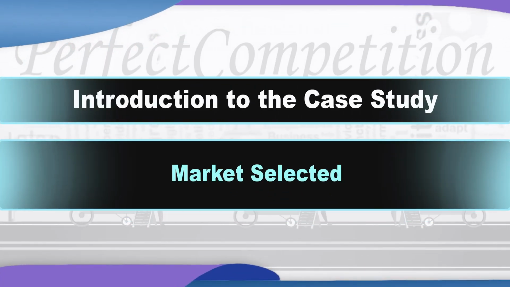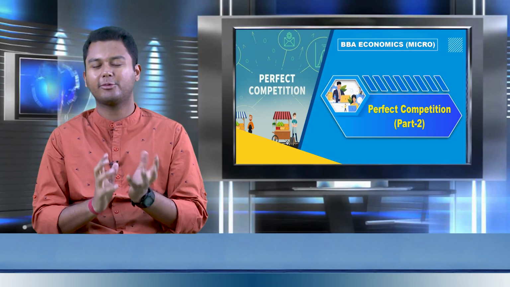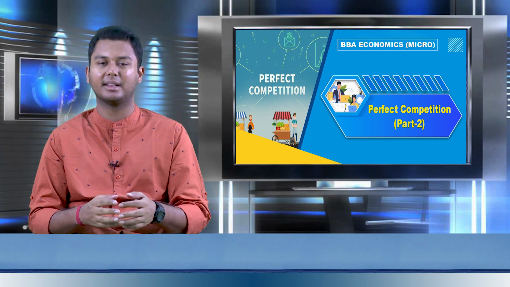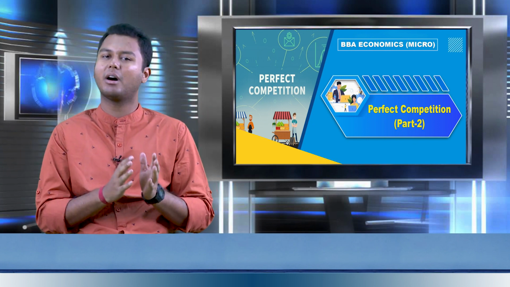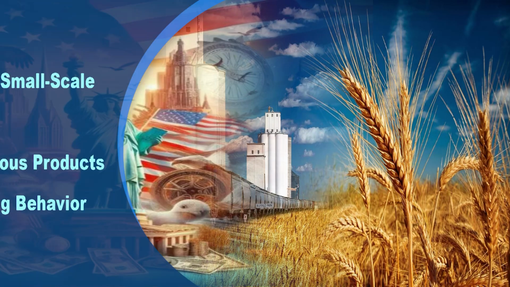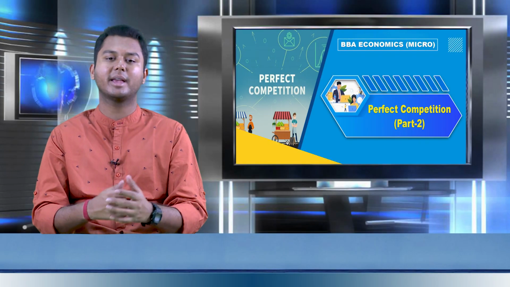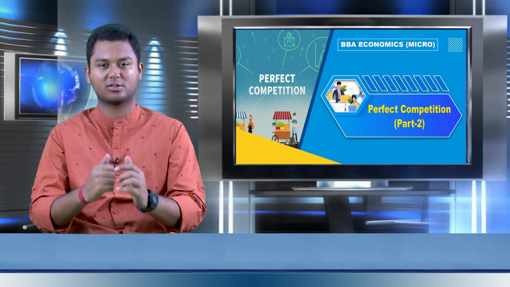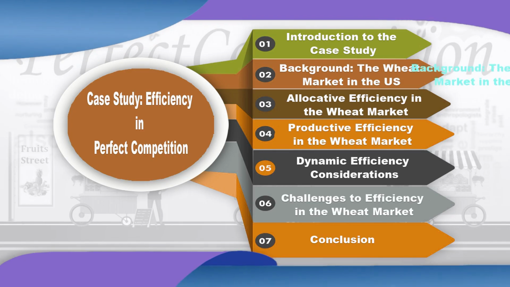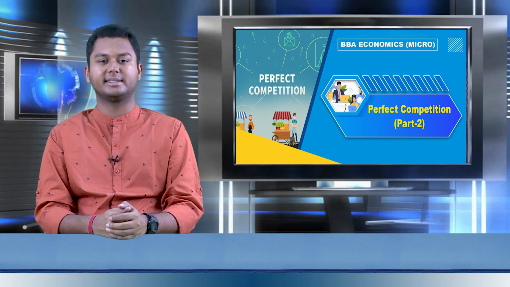So let us talk about the market selected. The wheat market of the United States is often cited as a classic example that is very close approximately to perfect competition. This market involves numerous small scale producers, homogeneous products and price taking behavior, that is no one can influence, thus making it an ideal case for studying this concept of efficiency. The wheat market in the United States has the following characteristics.